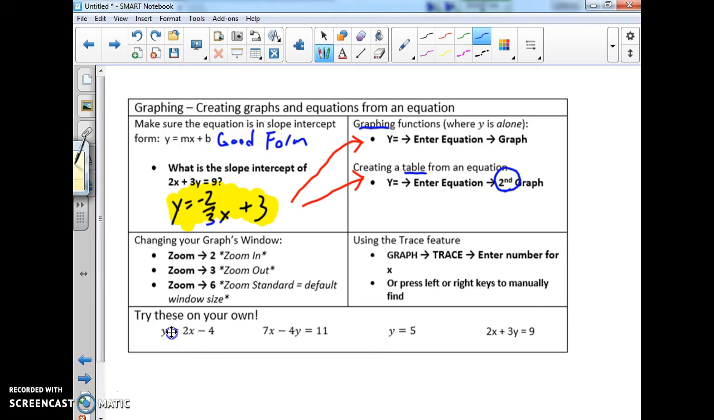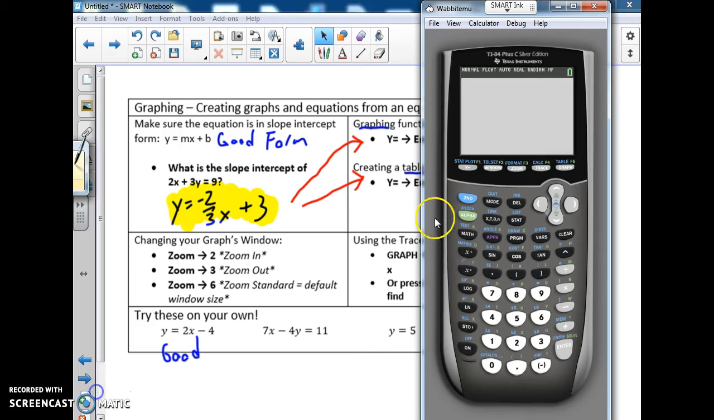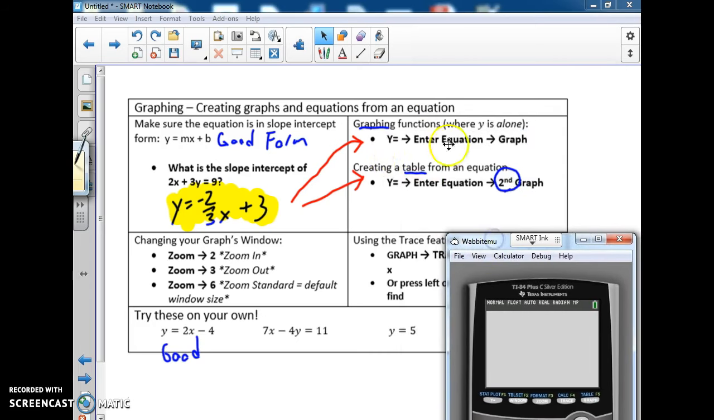So the first one, y by itself. So which one's that going to be? It's going to be in good form. So let's do the calculator work on that. So if we have this in good form, what we need to do is just go through our steps, and our steps are located here.